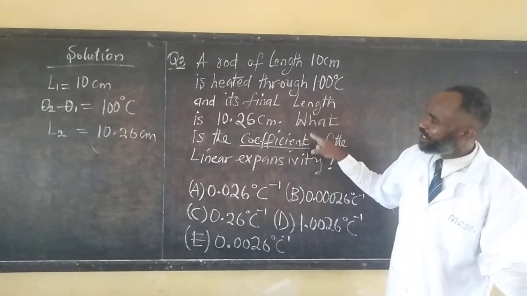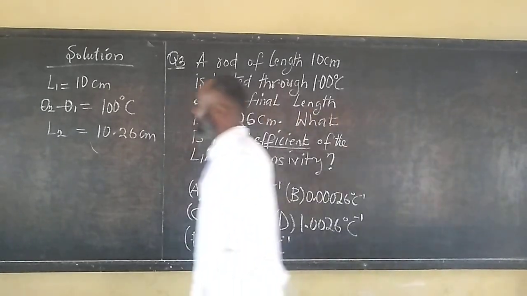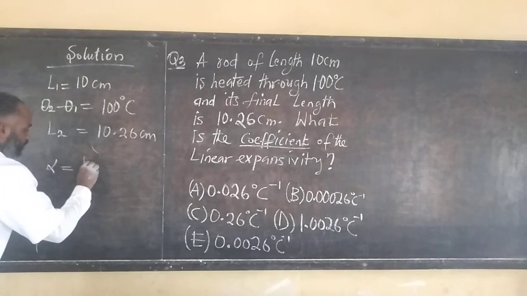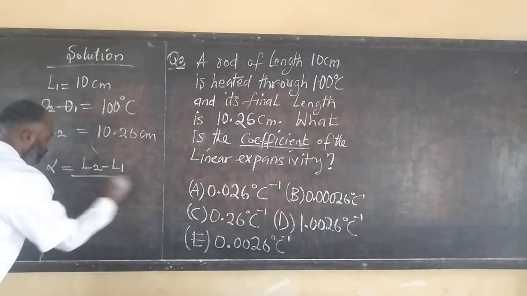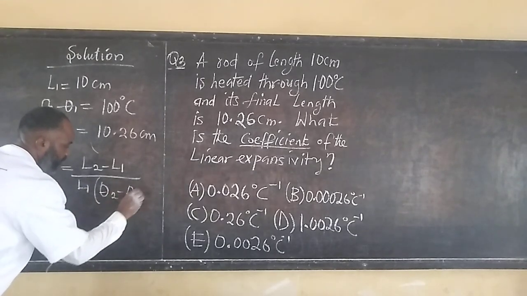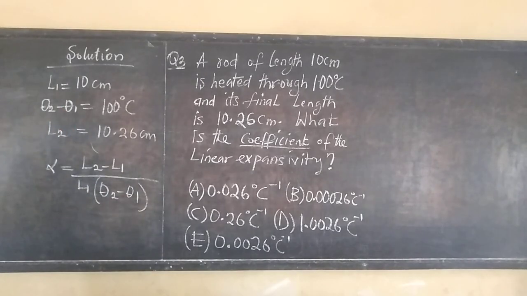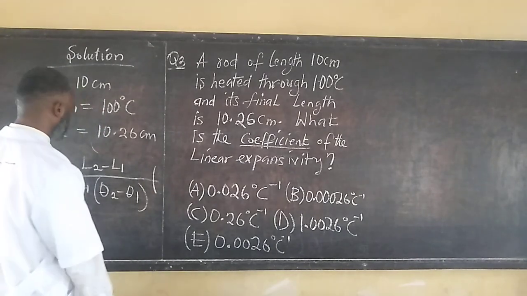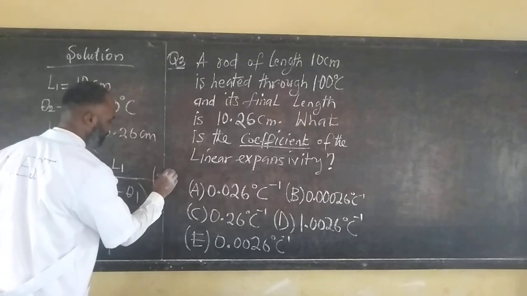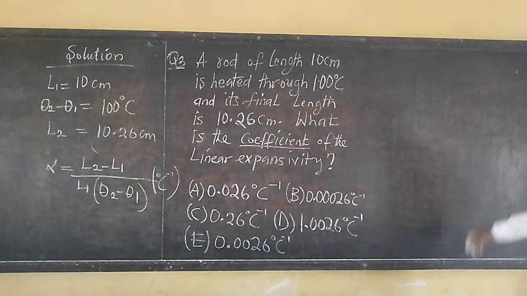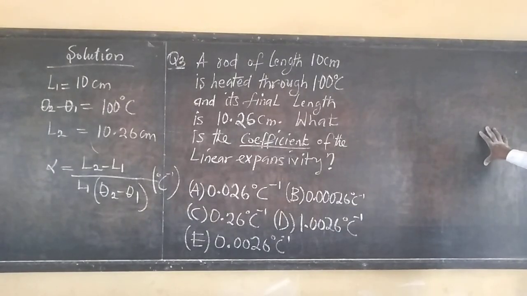Because from what has been given, let's see. Our formula is simply linear expansivity is equal to change in length over the original length times change in temperature. That's the formula here, okay? We make no mistakes about this. It's measured in degree centigrade, not in Kelvin now. So what actually is the problem here? Okay, now let's substitute.